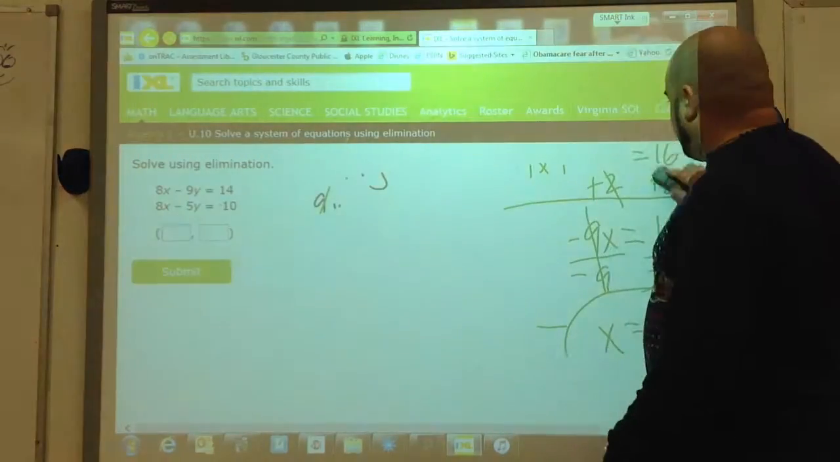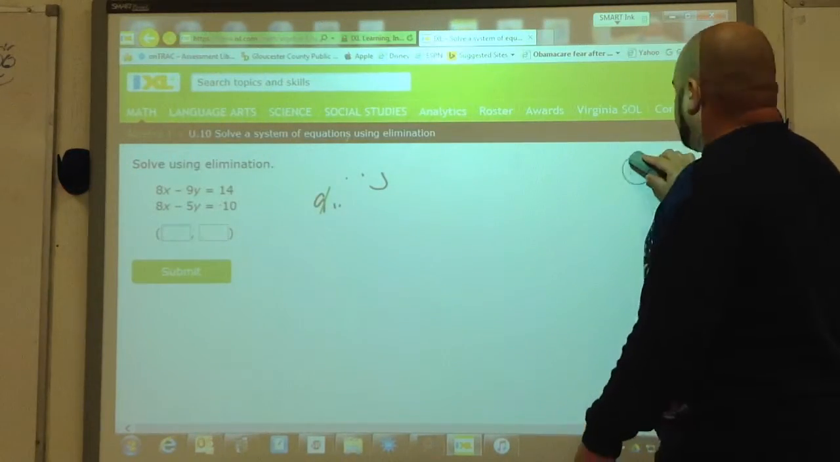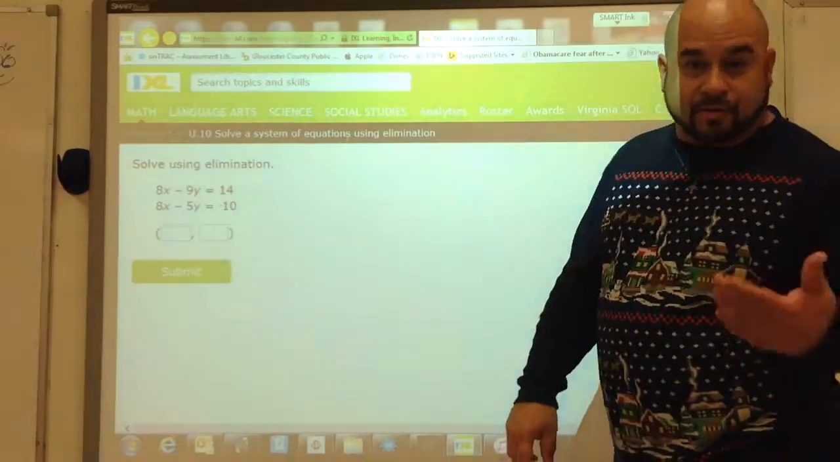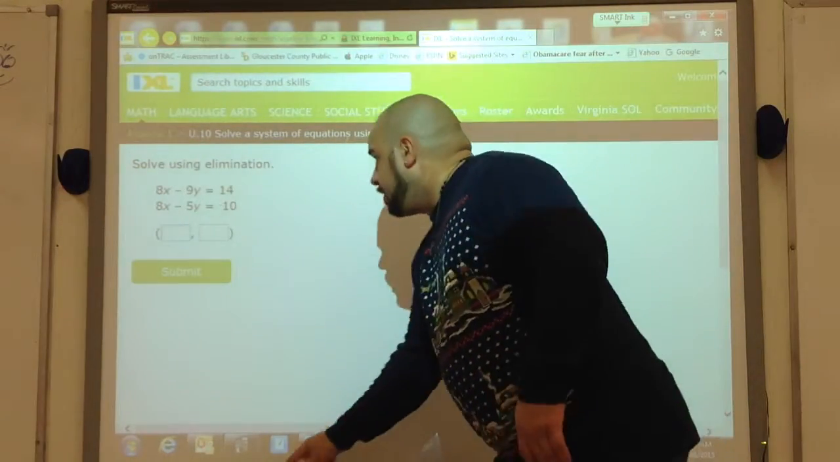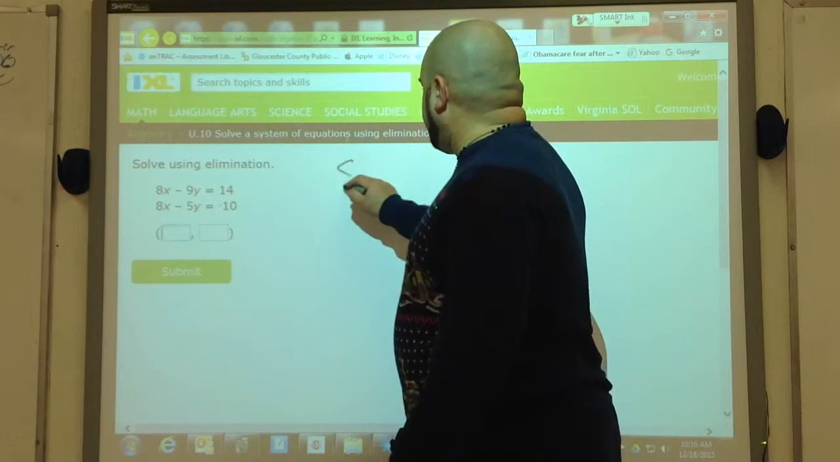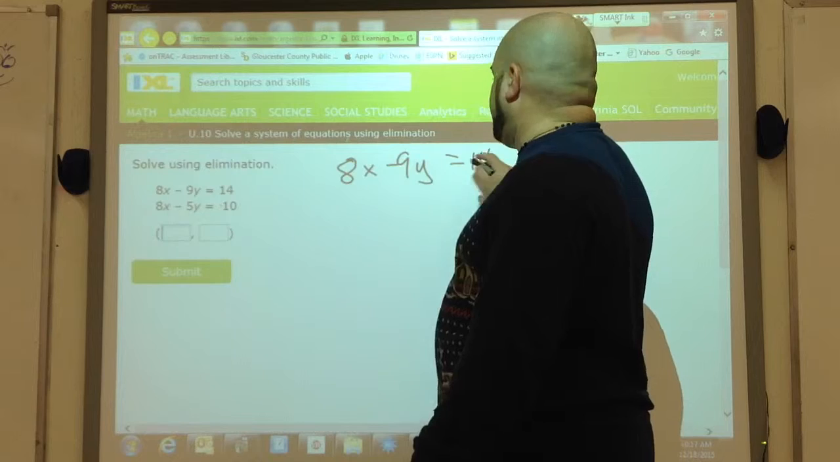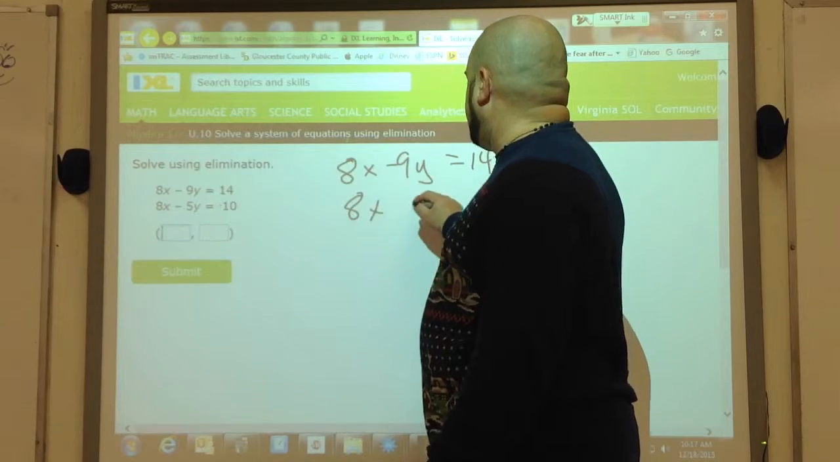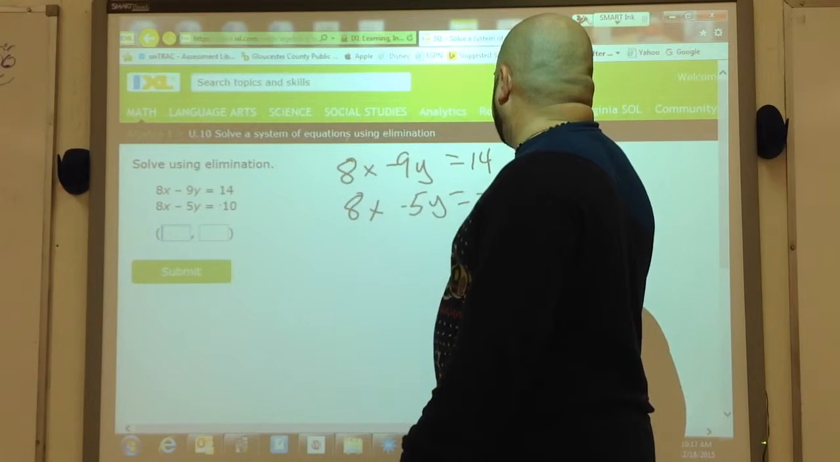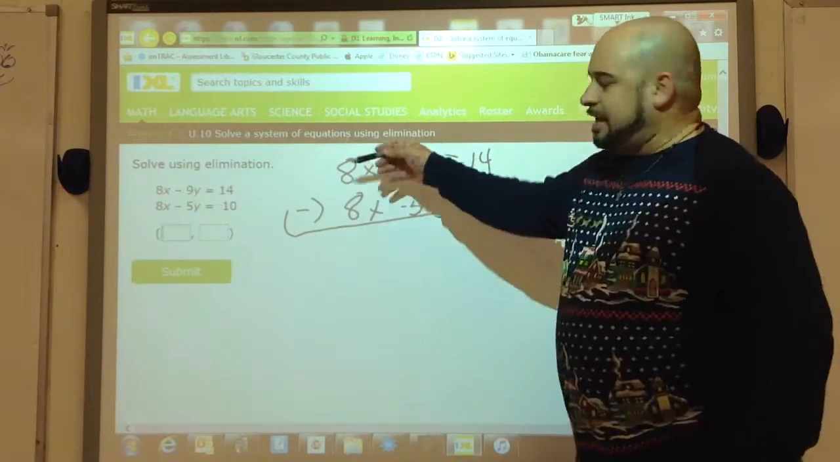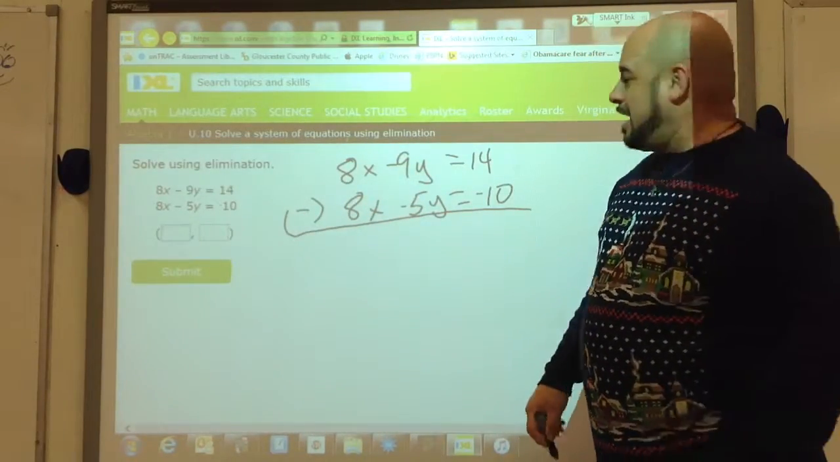I hope you're writing down the problem. I know these are not exactly the ones you're going to do, but these are very close to the ones that you are going to do. So let's do one more. So I have 8x minus 9y equals 14. 8x minus 5y equals negative 10. So I'm going to subtract again because 8x minus 8x is going to cancel out.